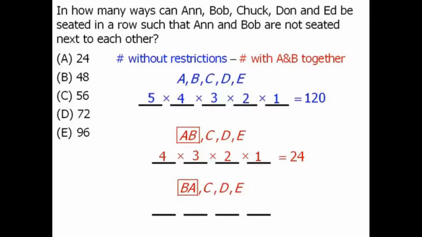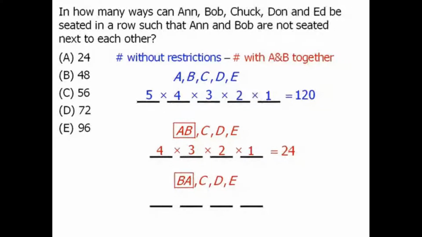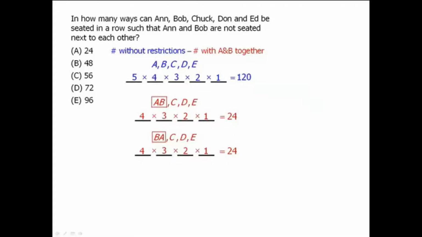While using the same calculations we did earlier, the total number of ways to arrange these 4 entities will be 24 as well. So now we're done. We now can calculate 120 minus 24 minus 24, which equals 72. So there are 72 possible arrangements such that Anne and Bob are not seated together. So our answer here then is D.